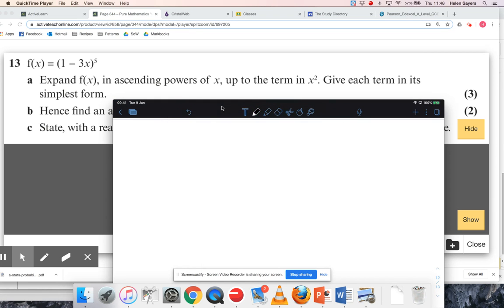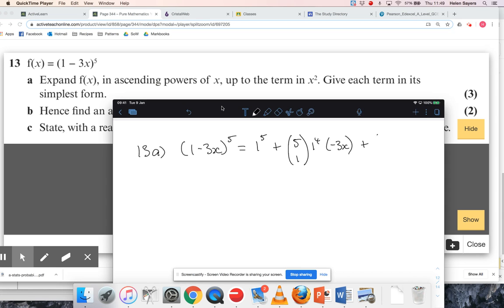So, I'm expanding 1 minus 3x to the power of 5. So it's 1 to the power of 5 plus, from 5 choose 1, and then 1 will be to the power of 4, and don't forget the minus. So I always use brackets rather than multiplication signs, because it just makes it so much easier to see what each of my individual terms are.